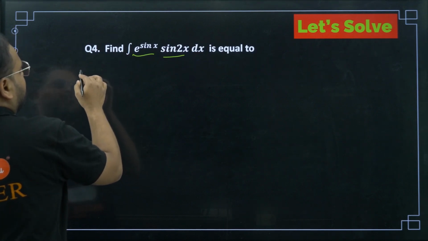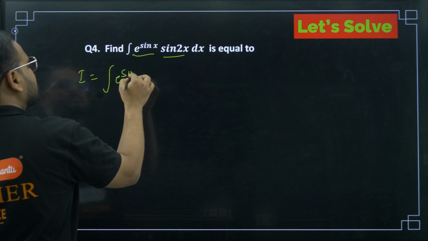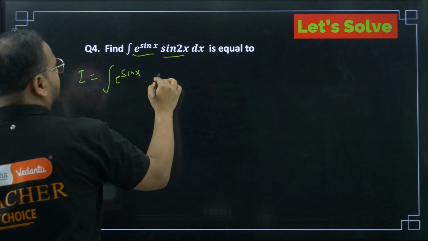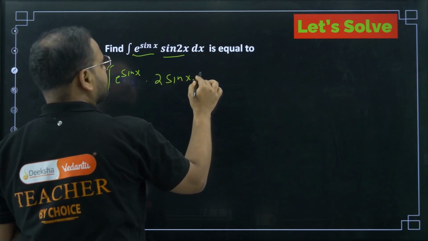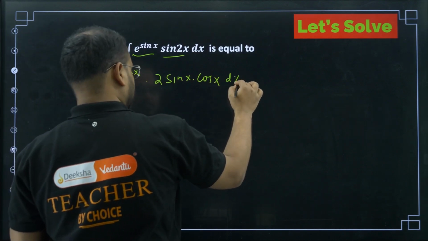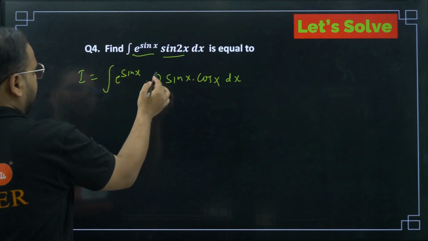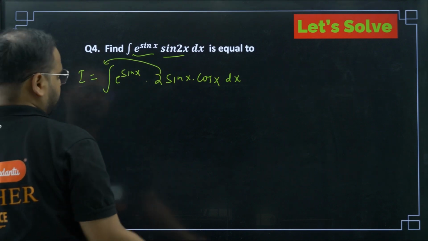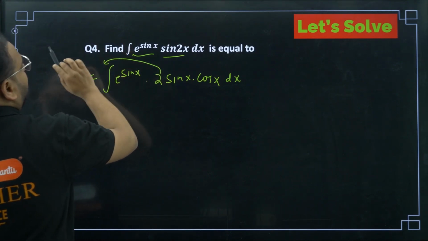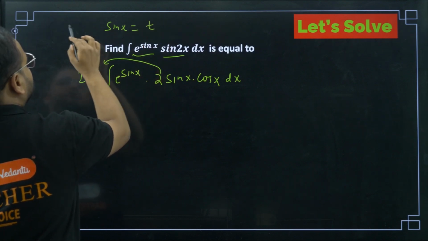I'll write this integration I as e power sin x, 2 sin x cos x dx. Yes, no problem. Now do one thing, take 2 common here and use the substitution you have to use. Use sin x equals t. This is a substitution.